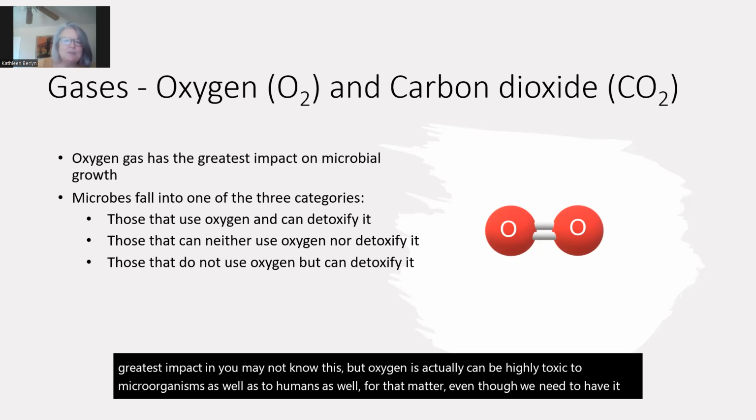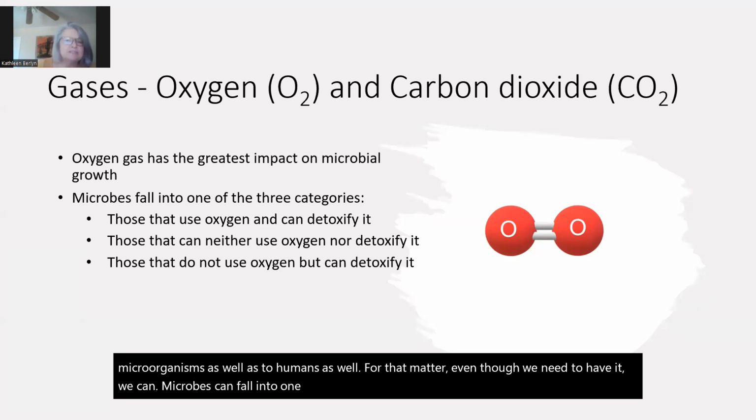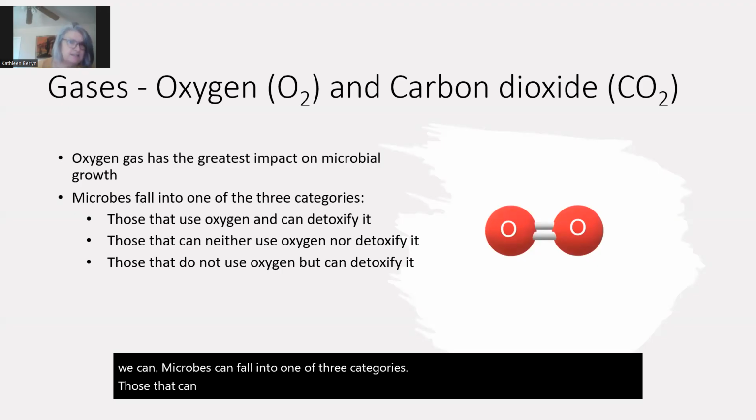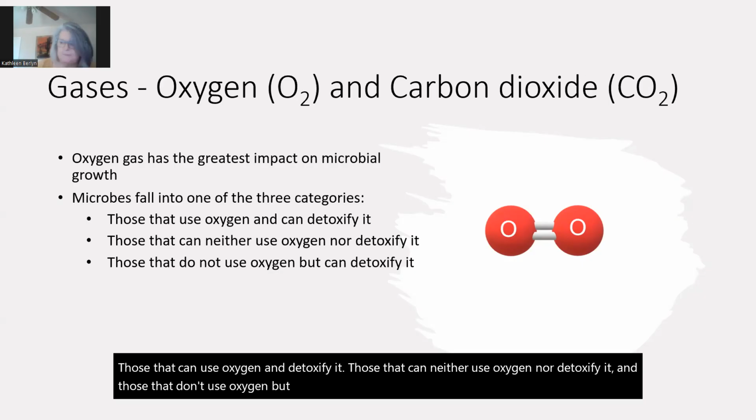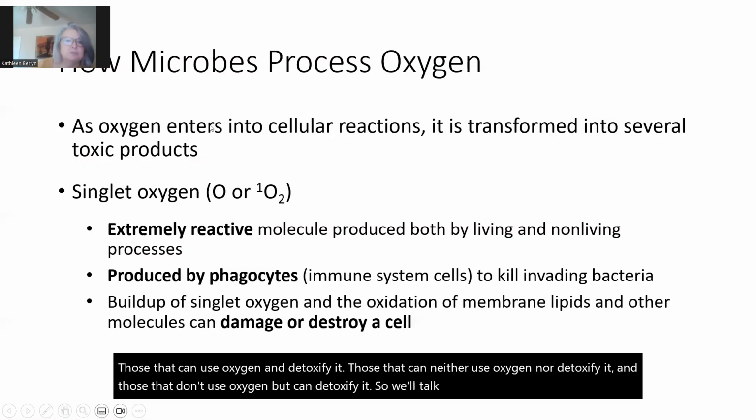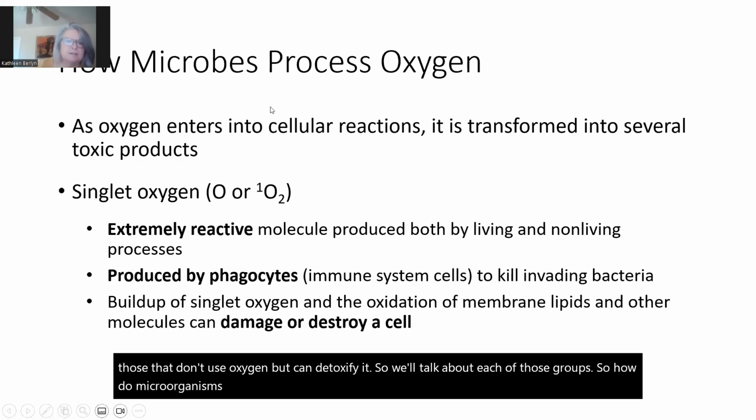Microbes can fall into one of three categories: those that can use oxygen and detoxify it, those that can neither use oxygen nor detoxify it, and those that don't use oxygen but can detoxify it. So we'll talk about each of those groups. So how do microorganisms process oxygen?